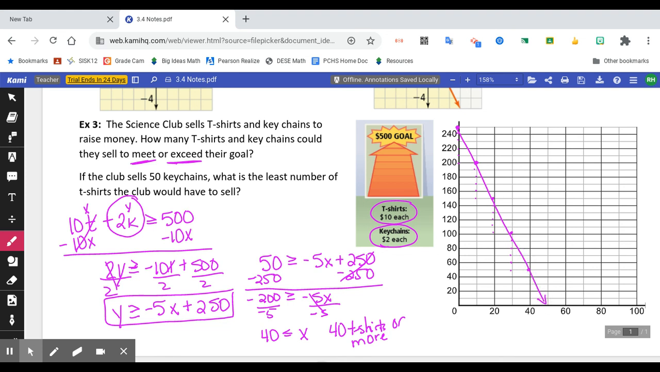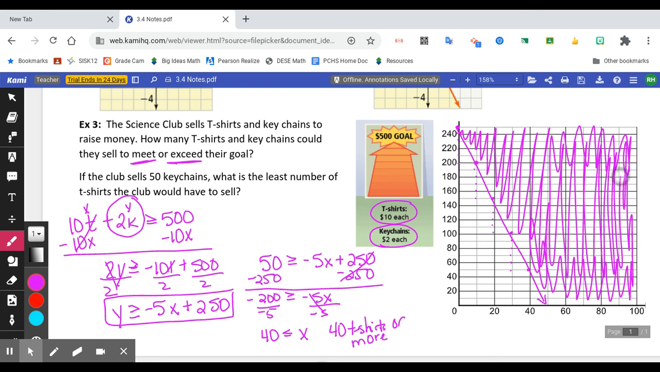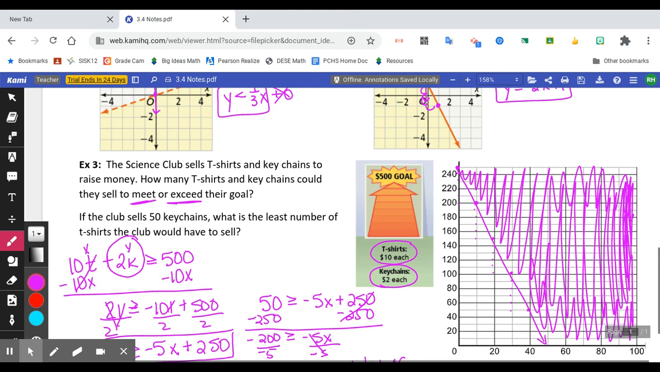Okay, and everything below this would give them their goal. No, I'm sorry. I just did that wrong again. Meet or exceed. That would mean everything out here. Okay? All right, let me know what you have questions on.